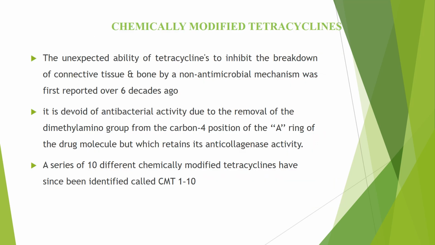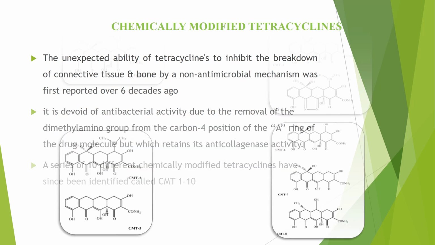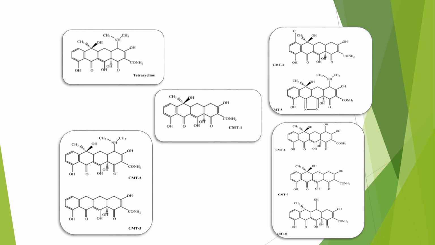Now, chemically modified tetracyclines, the next topic. The unexpected ability of the tetracyclines to inhibit the breakdown of connective tissue and bone by a non-antimicrobial mechanism was first reported by Golub over 6 decades ago. It is devoid of antimicrobial activity because the dimethylamino group from the fourth position has been taken off, and therefore it retains just its anti-collagenase activity. There are 10 chemically modified tetracyclines available. Here you can see that the CH3 has been removed from all the places.